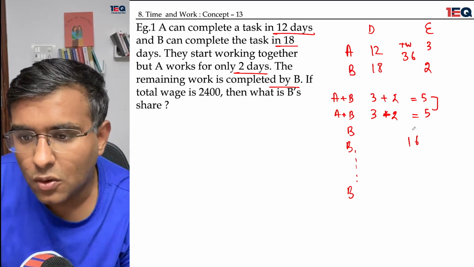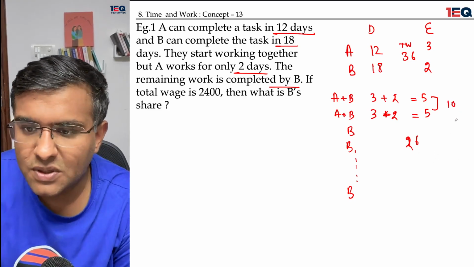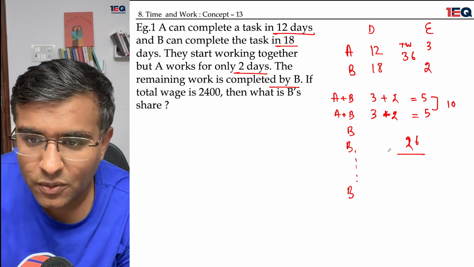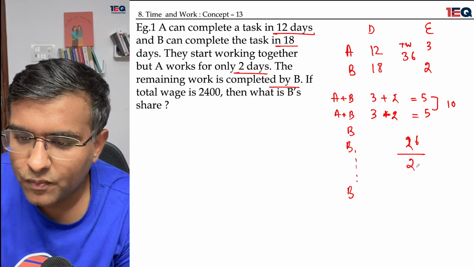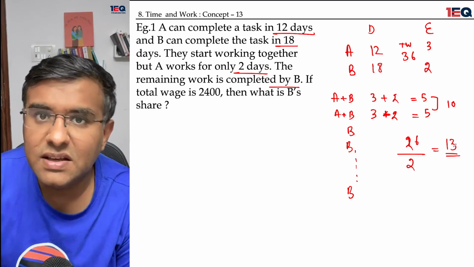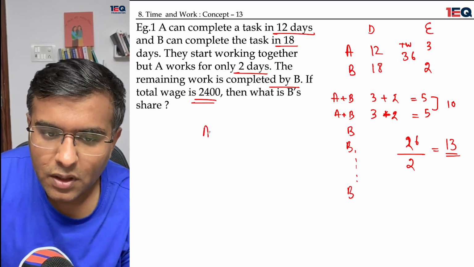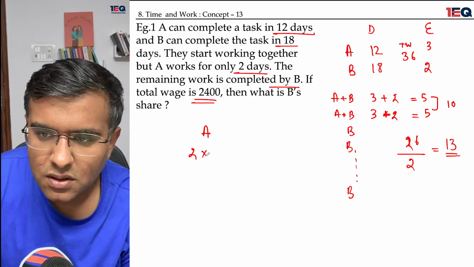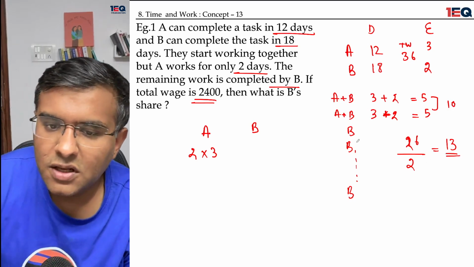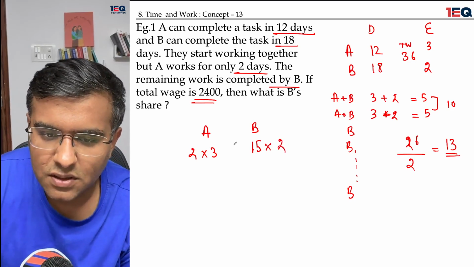26 units of work is pending, because these two days become 10 units of work, out of 36. This 26 units of work would be done by B alone, and the efficiency of B is 2. So for 13 days, the efficiency of B is going to be used. Now the total wages are 2,400. A worked for 2 days with 3 efficiency, and B worked for 13 plus 2, 15 days with 2 efficiency.